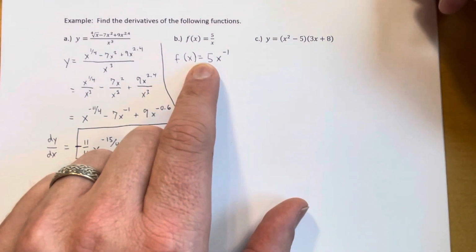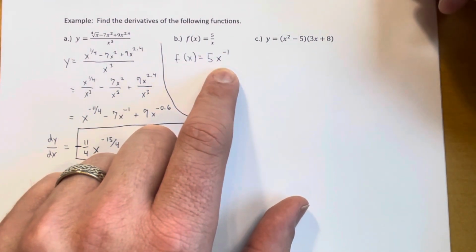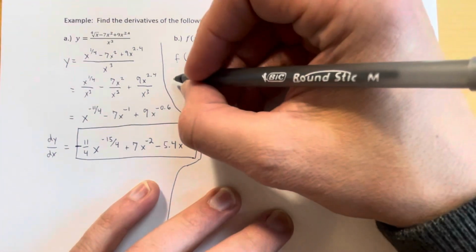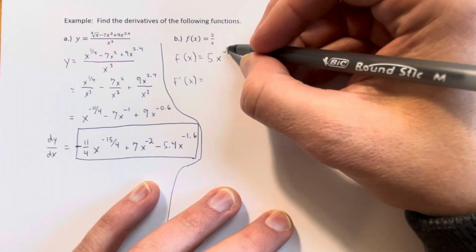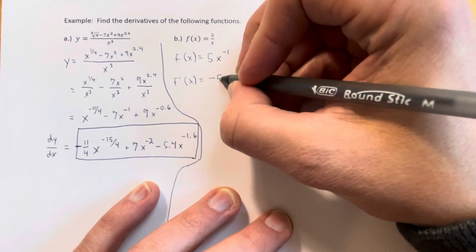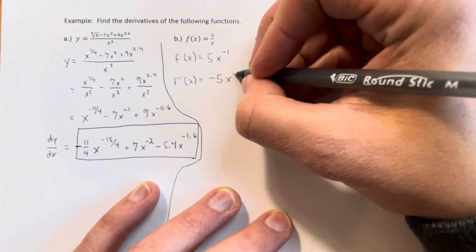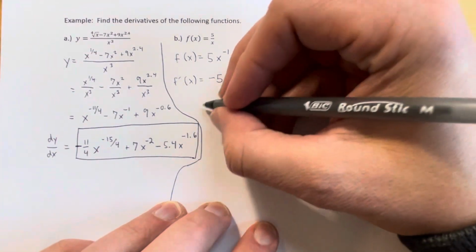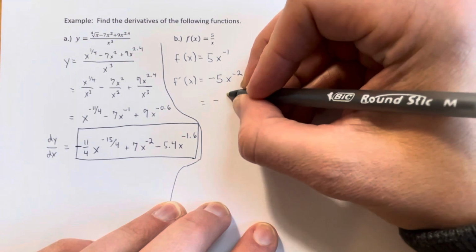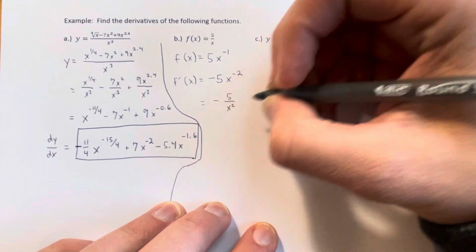But what I'm doing is rewriting this as a constant times a power function, which we know how to deal with. F prime of x, using my power rule, the negative 1 will come down and give me a negative 5, x to the negative 2nd power. I can either leave it like this, or I can write this as negative 5 over x squared. Either answer is fine.